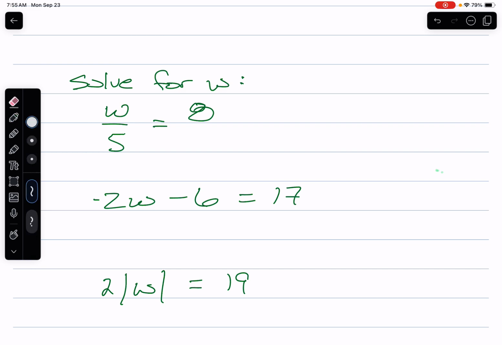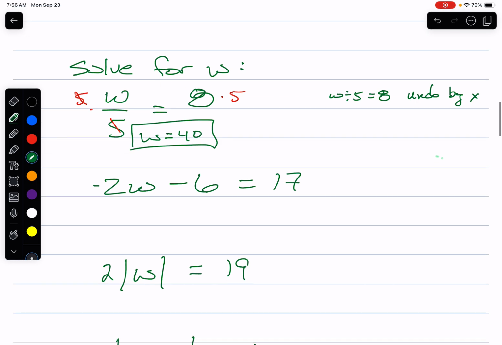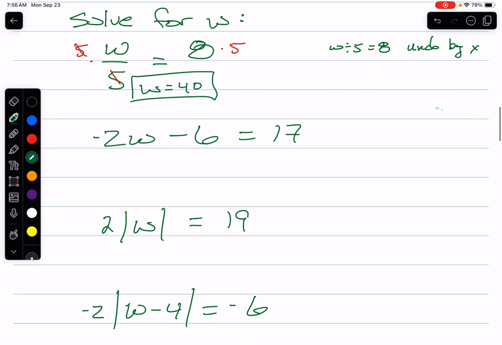Okay, if I have w over 5, remember this is w divided by 5 equals 8. And you undo by multiplying. So I need to multiply by 5 on both sides. Okay, 5 on top, 5 on bottom cancels. That leaves me with w equals 40. Okay, so just be aware of that. When you have a fraction like that with a variable in it, that's a division problem. You undo by multiplication.